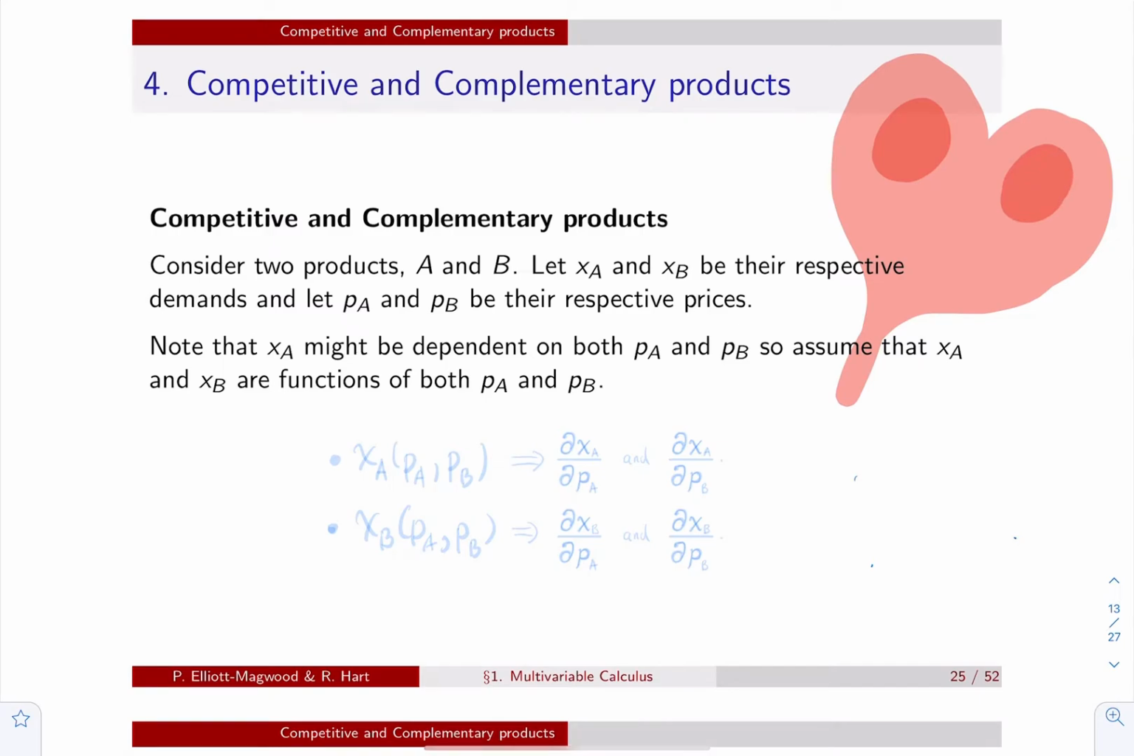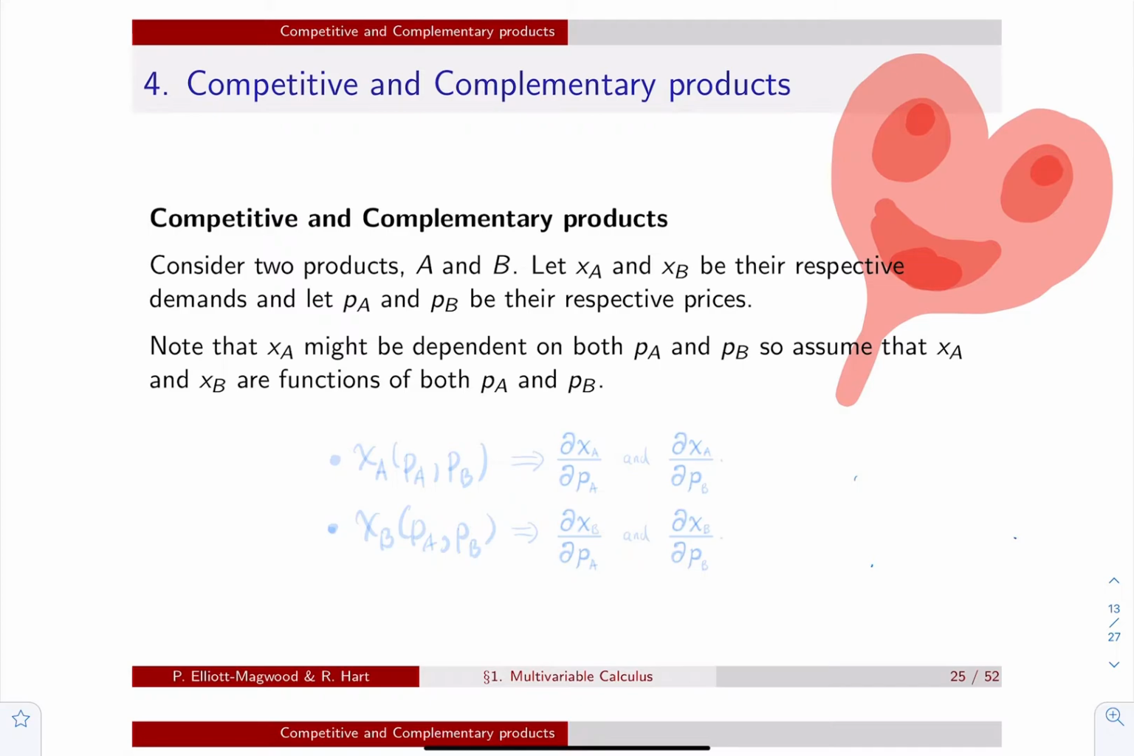Suppose we have two products. Let's call them A and B. I know, super exciting. And suppose XA and XB represent the demands of those two products respectively. And suppose that PA and PB represent the prices of those two products respectively. And now what's really exciting here, because we have access to functions of two variables, we can assume that these demands XA and XB are both functions of two variables that depend on PA and PB.